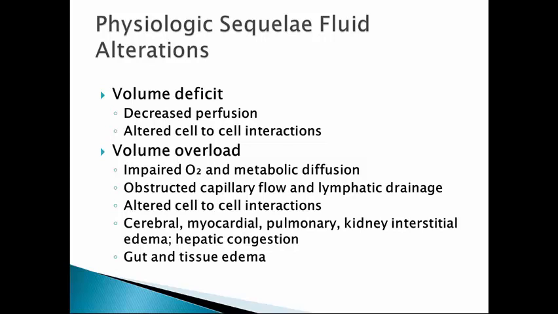With volume overload, our physiologic sequelae and concern are going to relate to impaired oxygen and metabolic diffusion. You remember, we were worried about oxygen in deficit as well. We're going to worry about obstructed capillary flow and lymphatic drainage, because if you put too much pressure in the system, then the capillaries are either going to have pressure from the outside, or there's going to be so much pressure inside that they're not able to work effectively.